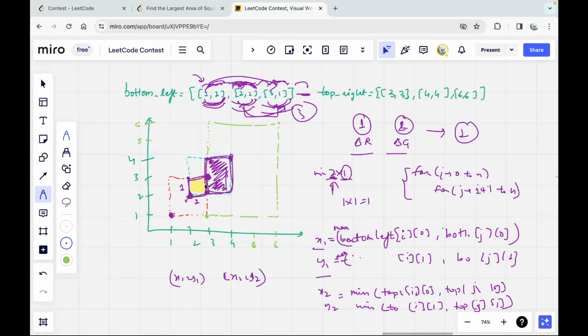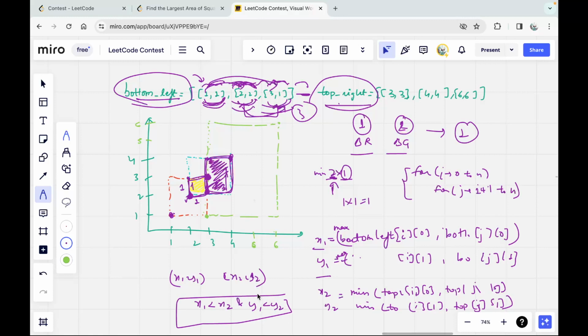So after you get these x1, y1 and x2, y2 coordinates, your next step is to check if there is actually any intersection. So how are you going to know? See, bottom left should always be less than top right, correct? This coordinate should always be less than top right because it is the bottom left corner and that is the top right corner. So you're going to have some area only when you have the bottom left corner less than the top right corner, correct? So you simply check if x1 is less than x2 and y1 is less than y2. If this is true, only then you're going to have some intersection.